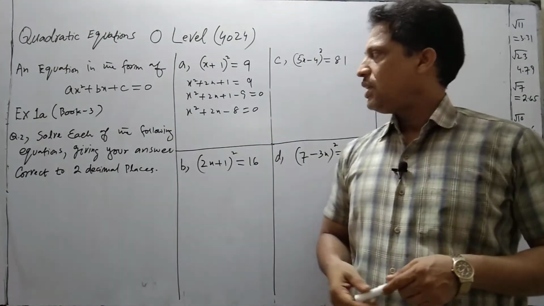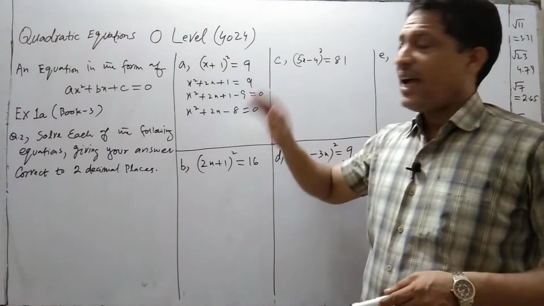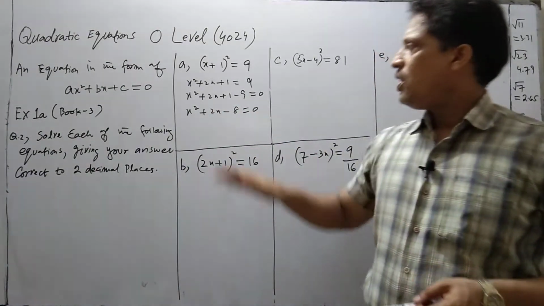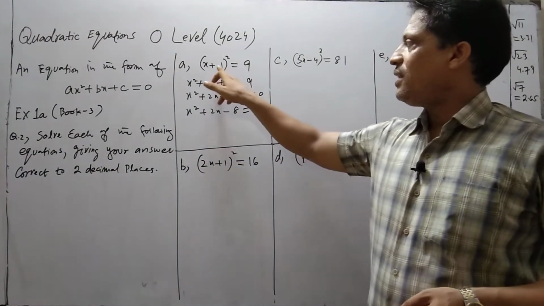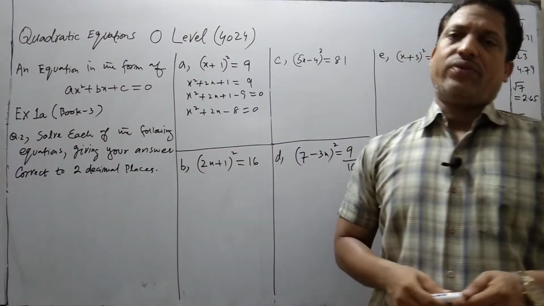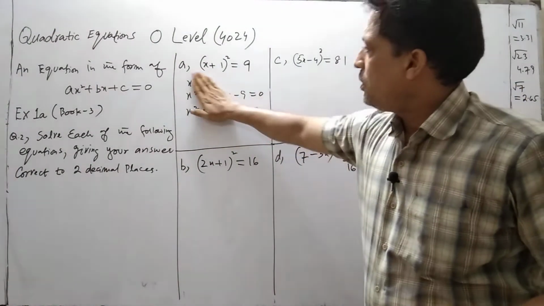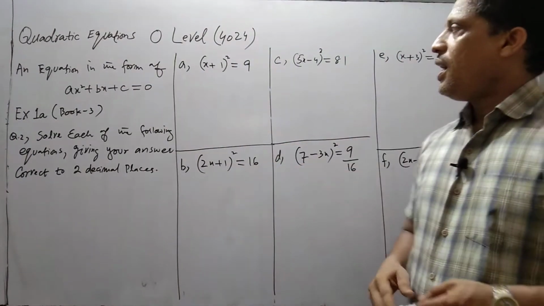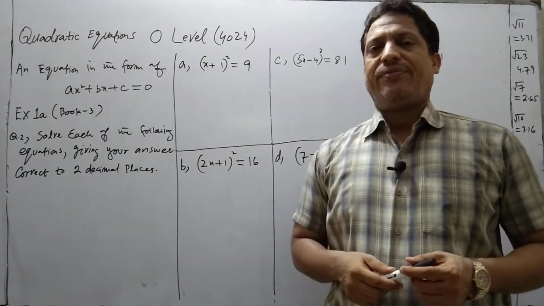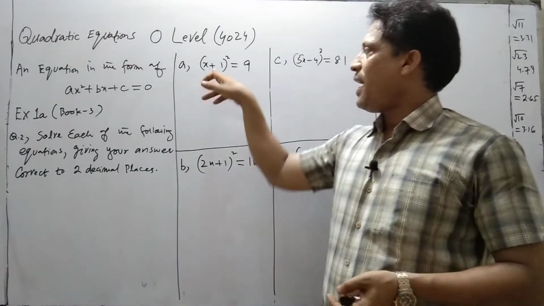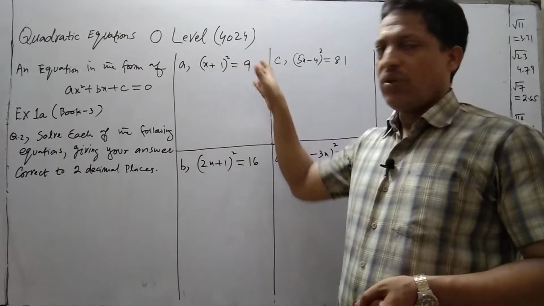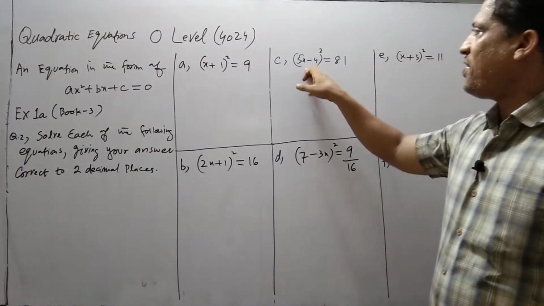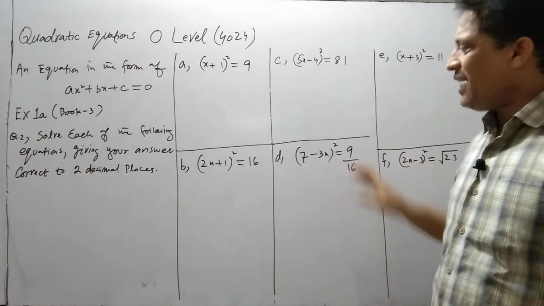But students, if we apply another method, instead of breaking the middle term, we can get easily the answer of these kind of question. How? First, I will write these steps. Students, if you have complete square form like x plus 1 whole square is equals to 9, or 2x plus 1 whole square is equals to 16, 5x minus 4 square is equals to 81, and so on.